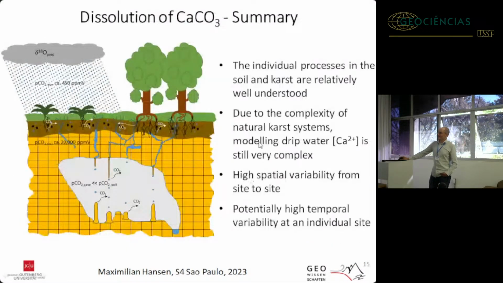So to sum up the dissolution processes, the individual processes in the karst and the soil are relatively well understood, but it's a very complex system. So the natural system is very complex. It's still very challenging to really model drip water calcium, because there's also a high spatial variability from site to site, and potentially very high temporal variability at an individual site, like inside a cave. The conditions can also be very different for different drip sites.